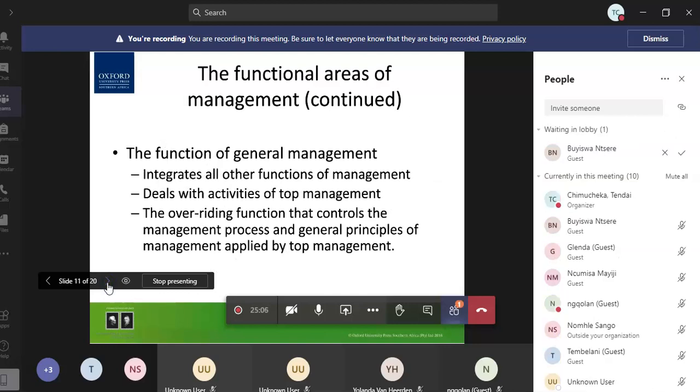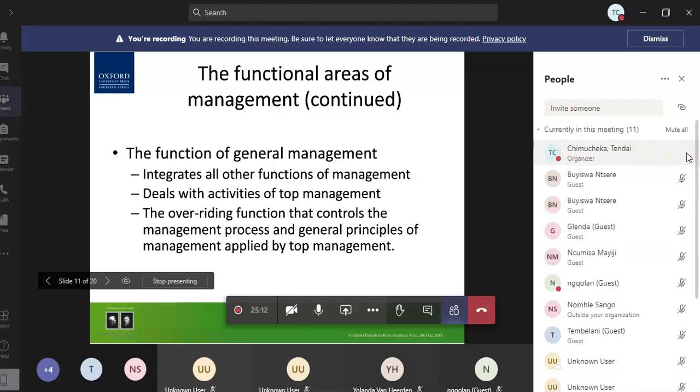So, coming back to general management. General management, to make it simple for all of us, we're talking of top level management. We're talking of strategic management, where managers focus on the whole organization, not on one function, not on one department.